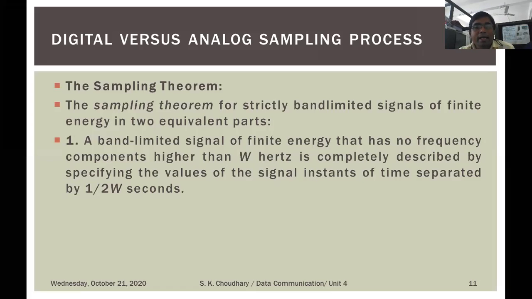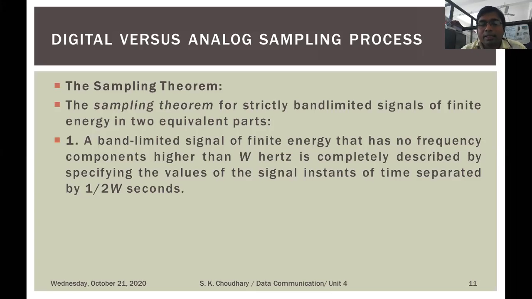So what is the first statement? A band limited signal having finite energy should have no frequency component higher than W hertz, which is the maximum frequency of that signal. In the time domain, the signal samples should be separated by 1/2W seconds, or T by 2 seconds, where 1/W is the time period T of the signal.